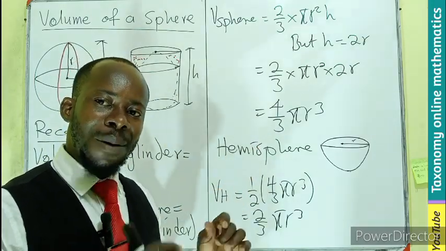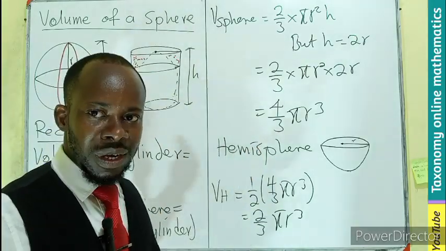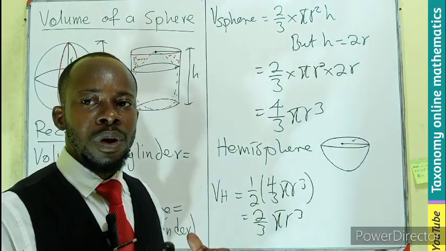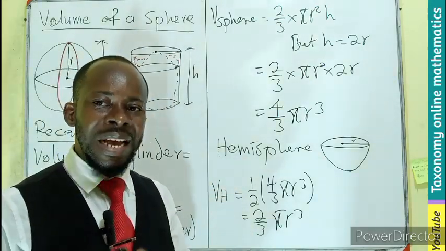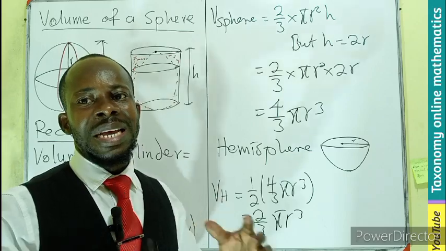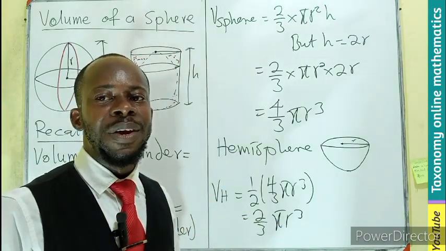If that is good, come back to this page as we take questions on how to find the volume of a sphere and that of a hemisphere. And the next topic we will pick will be the total surface area of a sphere.